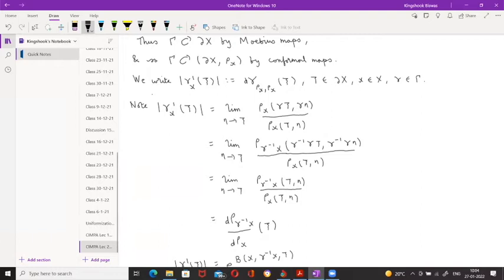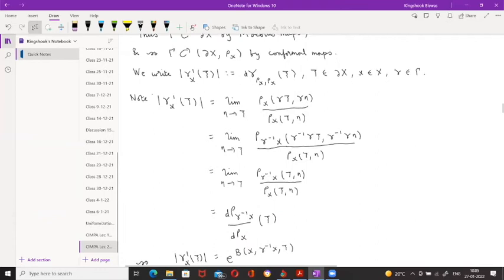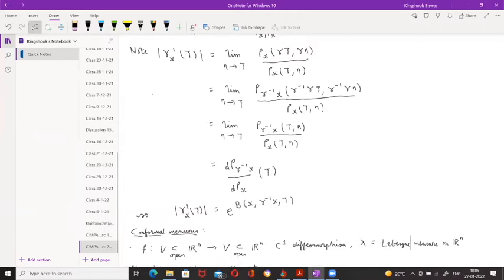And limit eta tends to xi. This limit is exactly what we defined last time to be the derivative between the two visual metrics based at gamma inverse x and at x. So this becomes d rho sub gamma inverse x divided by d rho x of xi. And we found a formula for this last time. It was in terms of the Busemann function. So therefore, this becomes equal to e to the Busemann function of x, gamma inverse x, comma xi. Okay, so we have a formula for this derivative, mod gamma prime x, xi, with respect to the visual metric rho x is e to the b x, gamma inverse x, xi.